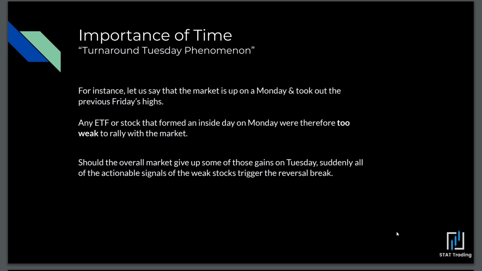So for instance, let's say the market is up on Monday, such as the SPY, IWM, QQQ, DIA, and took out previous Friday's highs. Any ETF or stock that formed an inside day on Monday was therefore too weak to rally with the market. So should the overall market give up some of those gains on Tuesday, suddenly all of the actionable signals on the weak stocks trigger the reversal break.